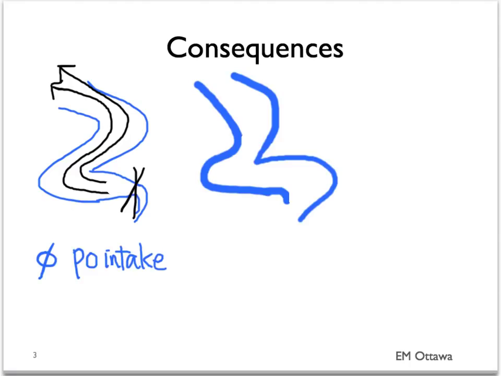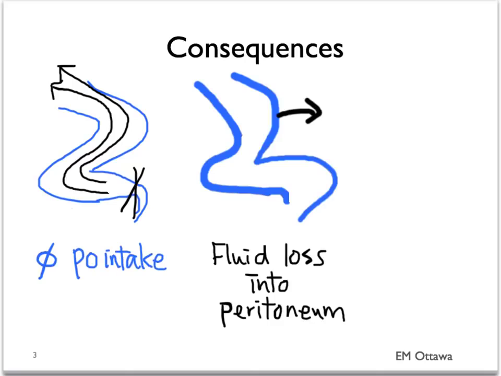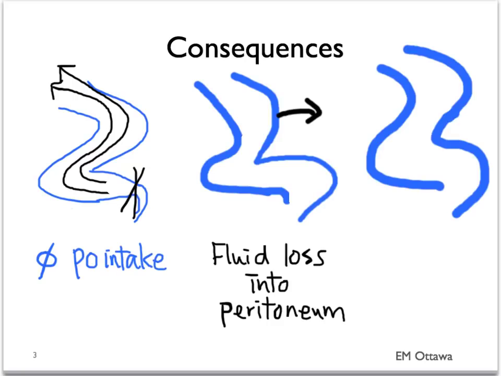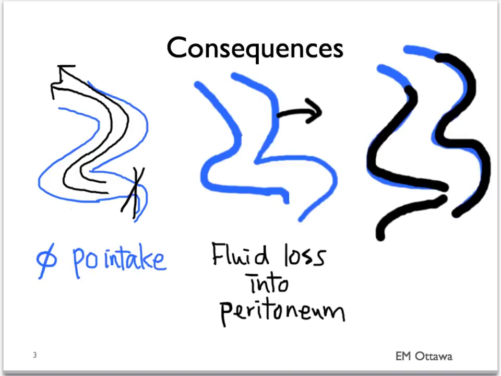Second, the bowel wall now swells more and starts to ooze fluid into the peritoneum. In severe cases of edema, the edema compromises blood flow to the bowel. It now becomes ischemic, and that can lead to perforation.